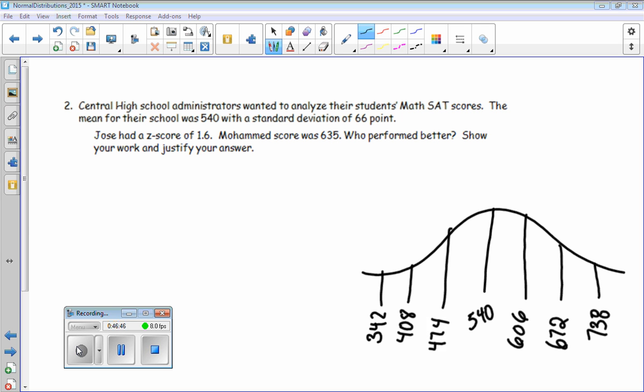Which way did you guys prefer to do it? You found the actual score and you found the z-score. What to do from here. So the question's asking you to compare Jose and Muhammad, right? And we have Jose had a z-score of 1.6. So what Patrick decided to do is to look and say, okay, if I know his z-score is 1.6, what's his actual score? Let's figure that out, okay? So what is Jose's actual score?